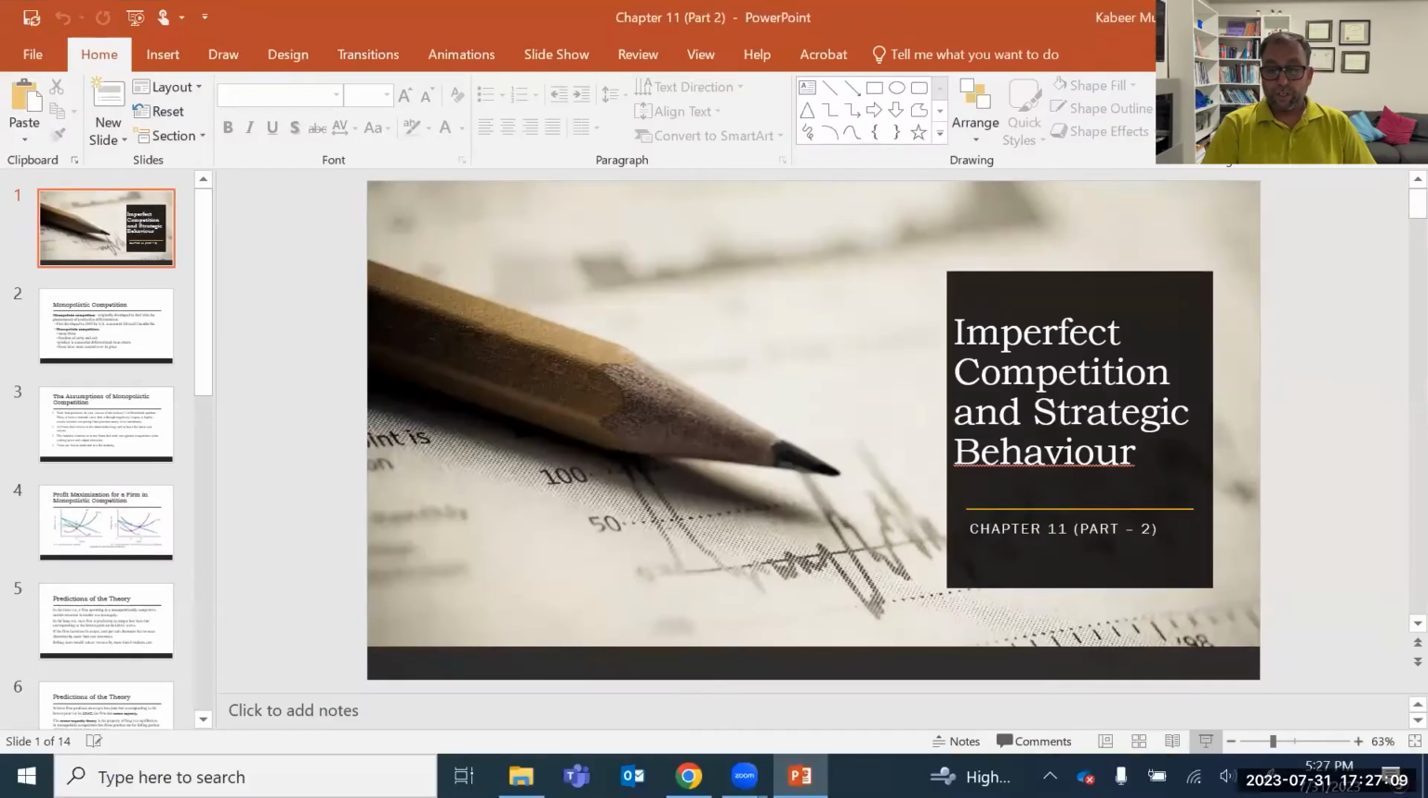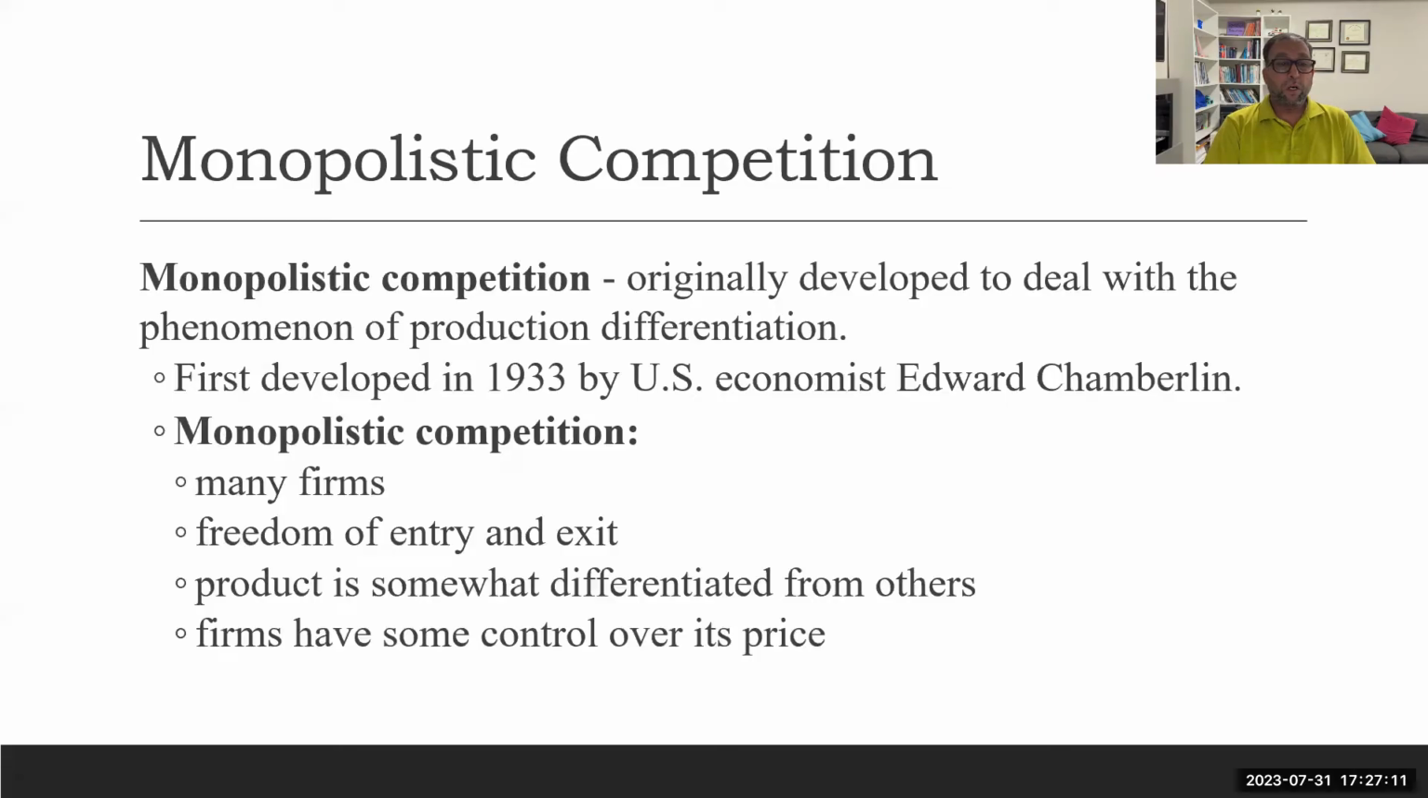So, imperfect competition and strategic behavior. Monopolistic competition was originally developed to deal with the phenomena of product differentiation, first developed in 1933 by the US economist Edward Chamberlin. And these are the four characteristics of monopolistic competition. Like we discussed, perfect competition with four characteristics, monopoly with few characteristics, and now monopolistic competition, again with four very clear characteristics.